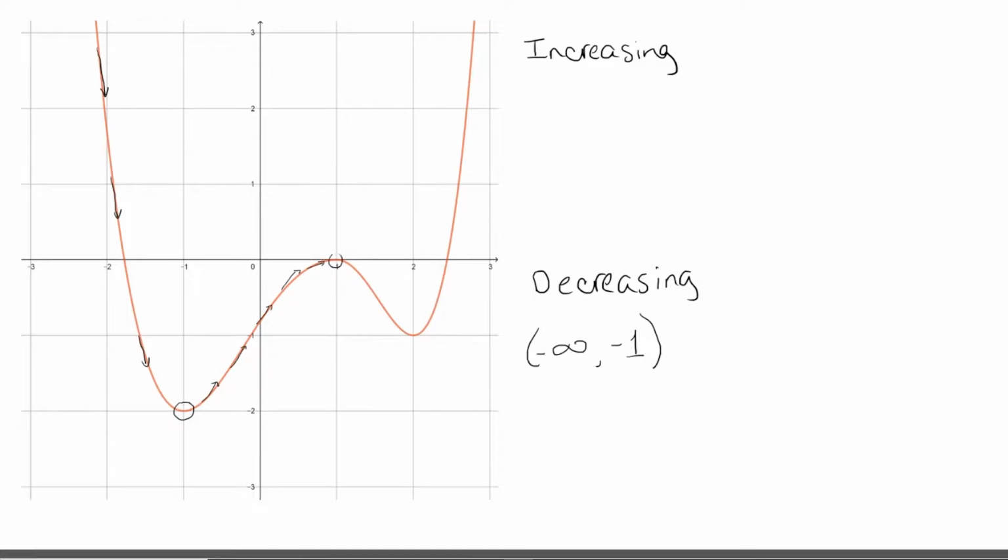Up until we hit this point here, it's increasing from -1 to 1. Continuing along, we can see we go down again until we hit this point, so it's also decreasing from 1 to 2. And finally, after that, my graph is going up again indefinitely. So it increases from 2 to infinity.